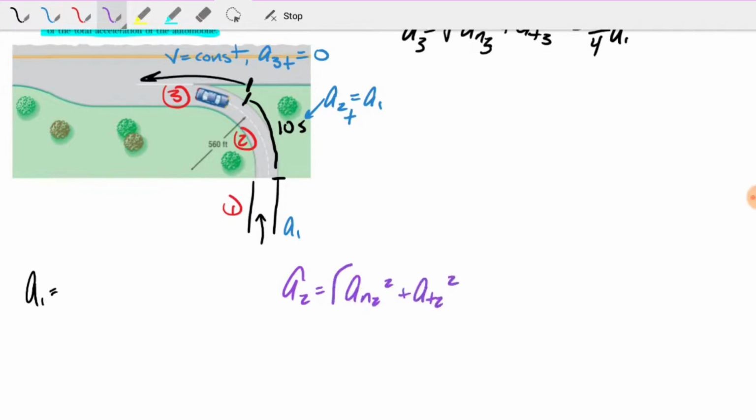I don't know why I always put the normal acceleration first. I guess because we say normal tangential, I always put normal first.